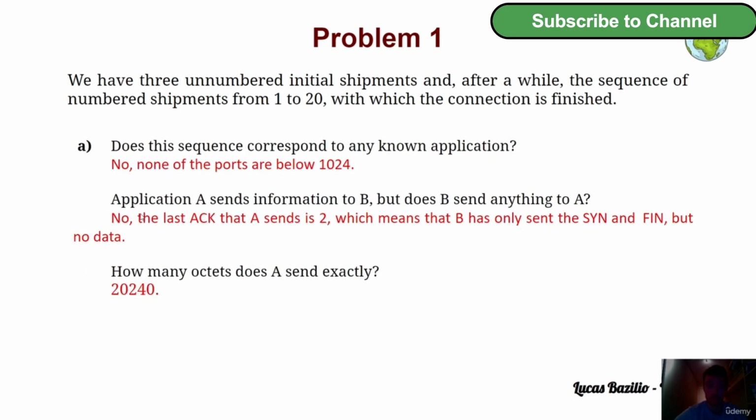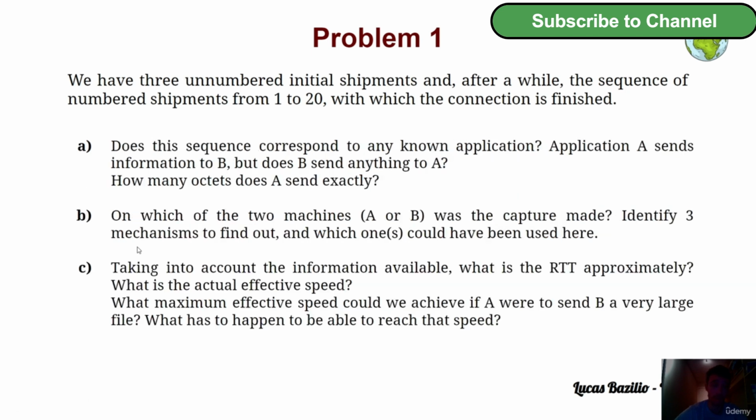In the previous lesson we solved question A, and so question B states: on which of the two machines, machine A or machine B, was the capture made? Identify 3 different mechanisms to find this out, and also which one or ones of these mechanisms can be used in this problem, and justify why.